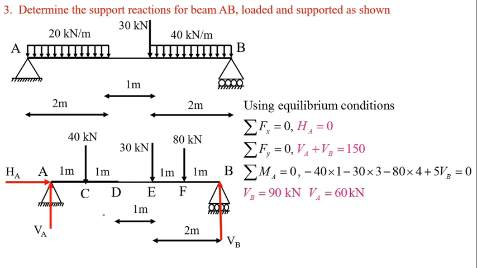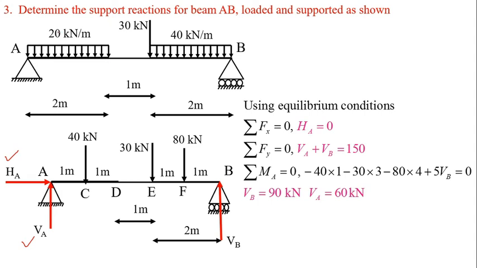Let us draw the free body diagram for the given beam. Now, remove the hinge at A and replace it by two reactions HA and VA, by assuming the directions of VA and HA. Now, let us convert this UDL into an equivalent point load.